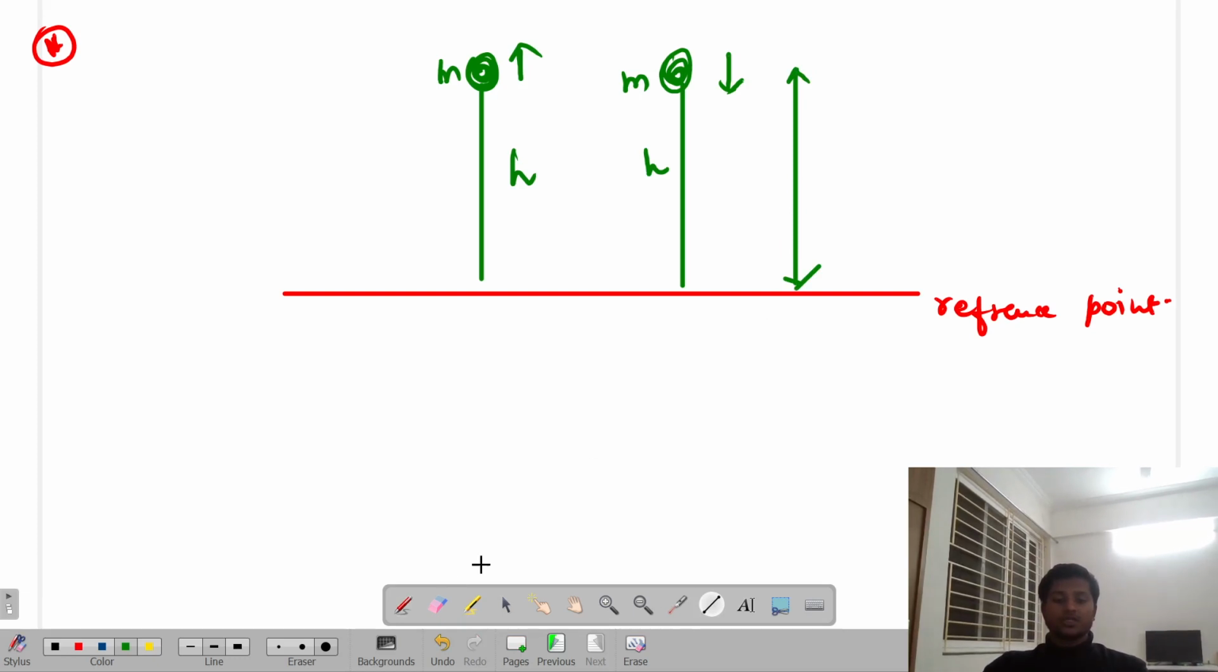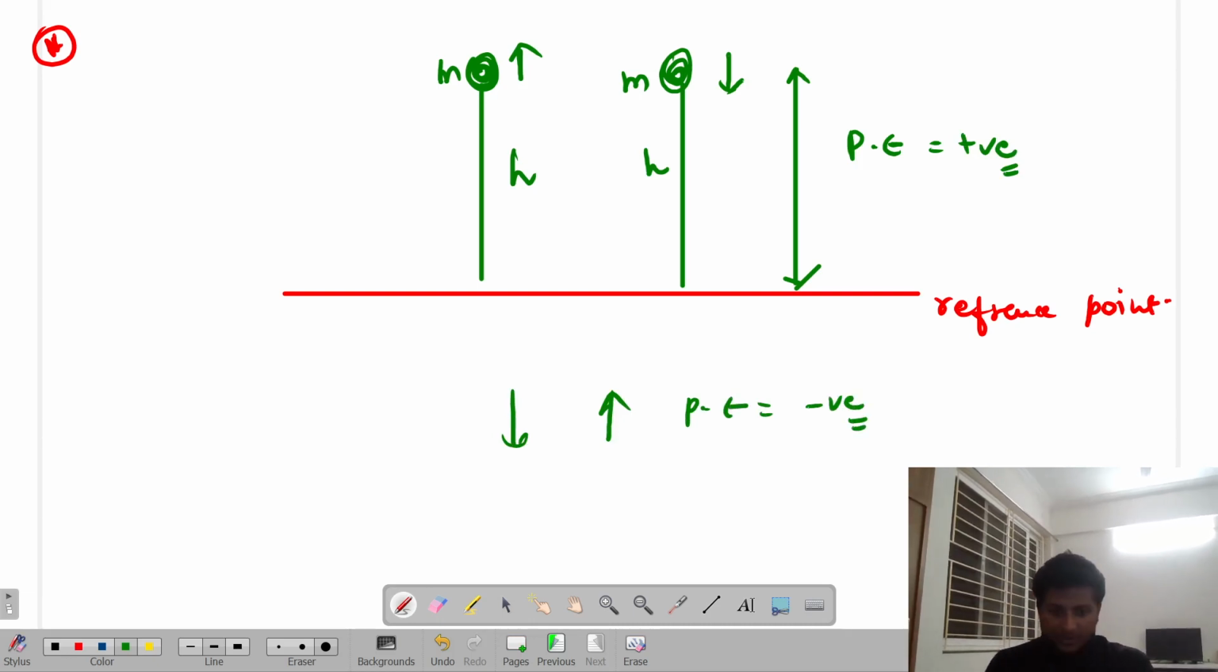How will the potential energy always be? It is positive. And if you measure down from the reference point, whether it is going down or up, the potential energy is always negative in nature. Are you able to get me? Is that clear?